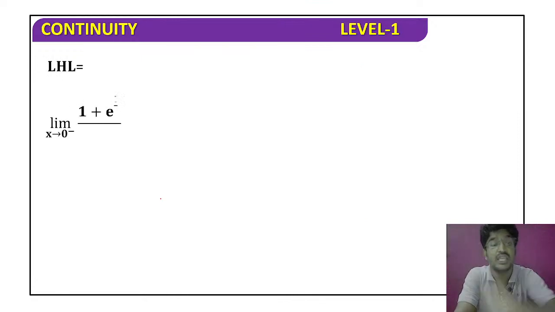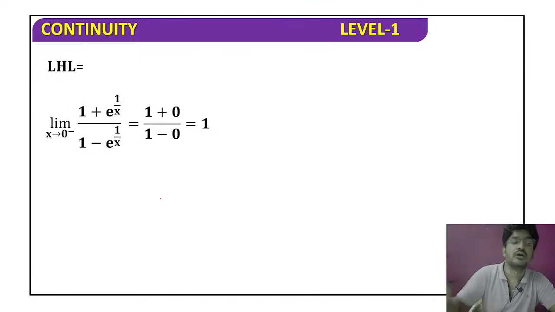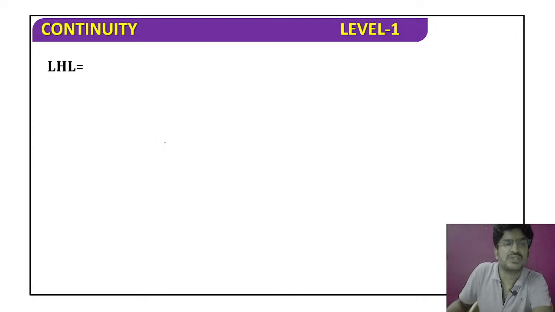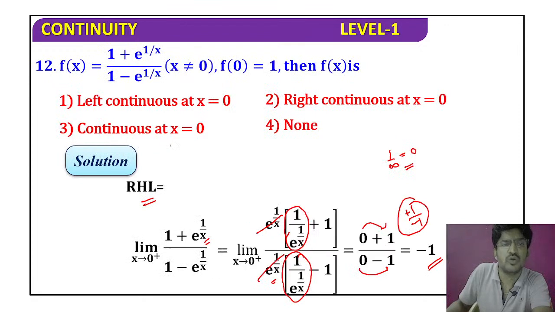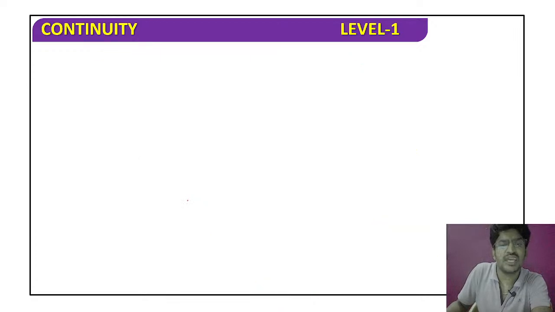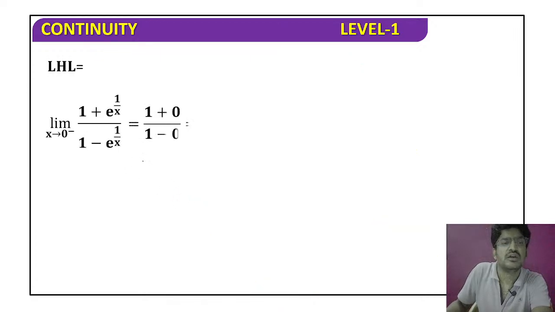Let us see now LHL. Again the same, we will take e to the power of 1 by x common. Now it is going to be 1 plus 0 and 1 minus 0. Therefore, this is going to be plus 1.